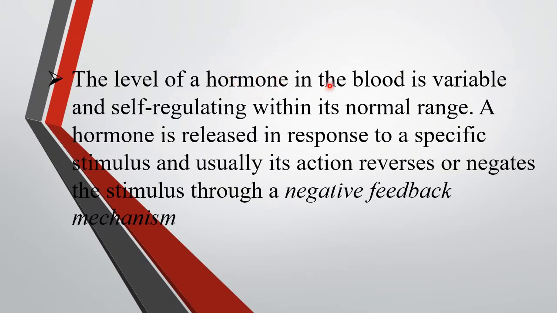So, the level of hormone in the blood is variable. It varies. And this is actually regulated well, no, within its normal range. And they are usually released in response to a specific stimulus. Okay? Their regulation can either be through a negative feedback mechanism. That's most of the time, but there are also hormones regulated by a positive feedback mechanism. So we discussed before oxytocin, yes, for the positive feedback.